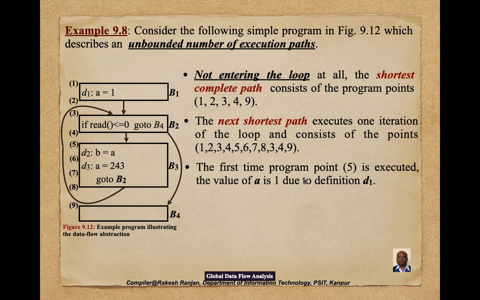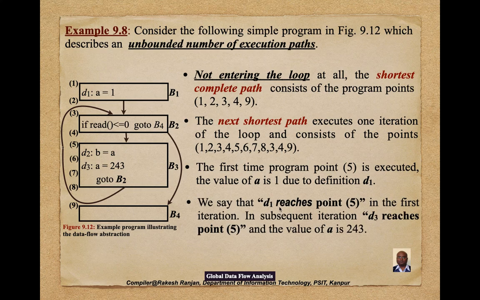So the first time the program is at point 5, if we talk about this point 5, at this point if we consider it, the value of a is 1 because d1 is a equal to 1. So what we can say is that a is 1 due to definition d1.